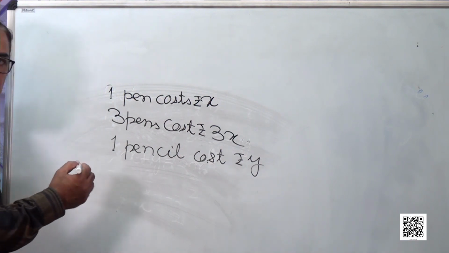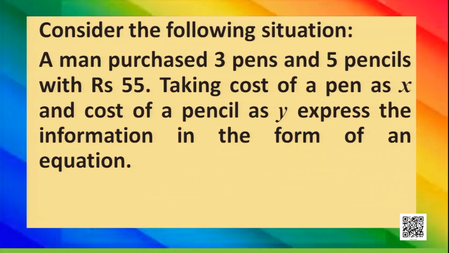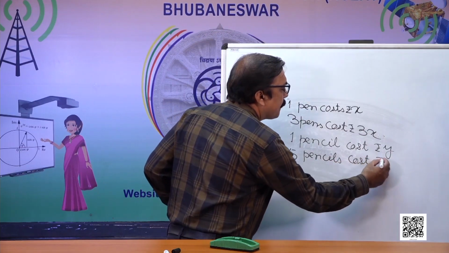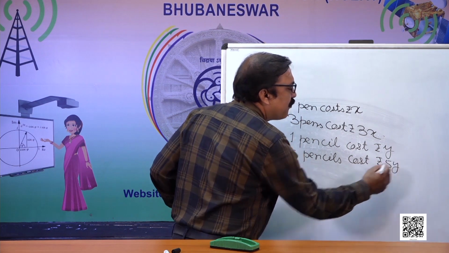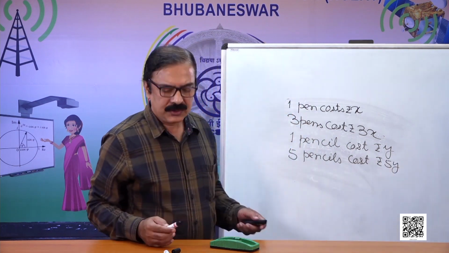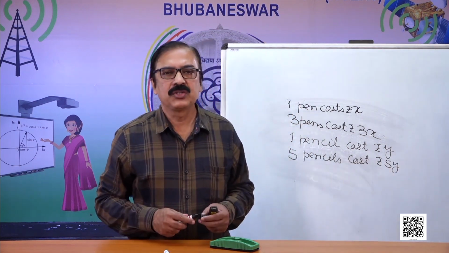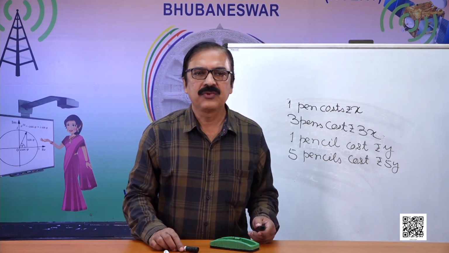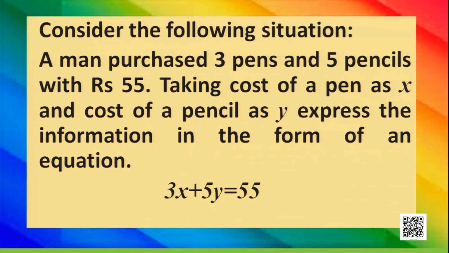Then we have 5 pencils. So 5 pencils cost rupees 5y. So the sum of these two items is 55. So we can write the equation 3x plus 5y is equal to 55.